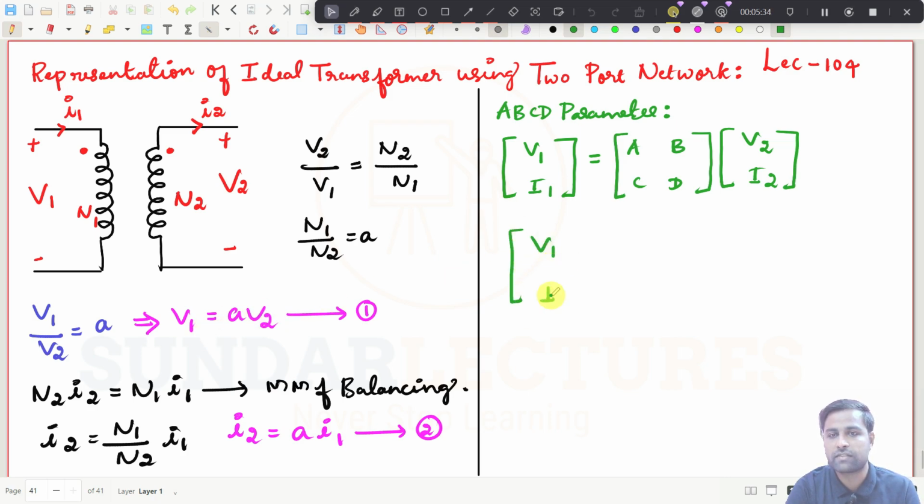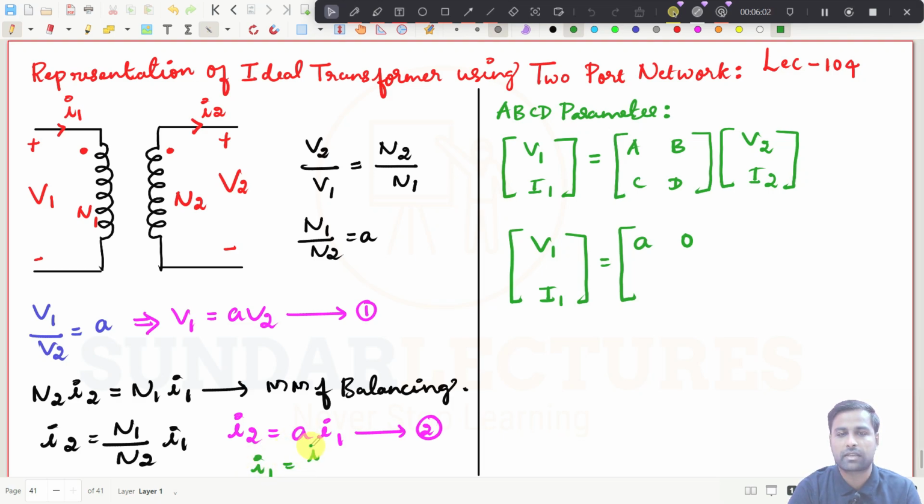So V1 and this is I1, which is equal to, see here, the V2 term is there. What is the coefficient of the V2 term? It is A. So you can write A here, and there is no I2 term. You can multiply: A into V2 plus B into I2. You have only the V2 term, there is no I2 term. Put 0 here. And you see here, I1 can be written as what?